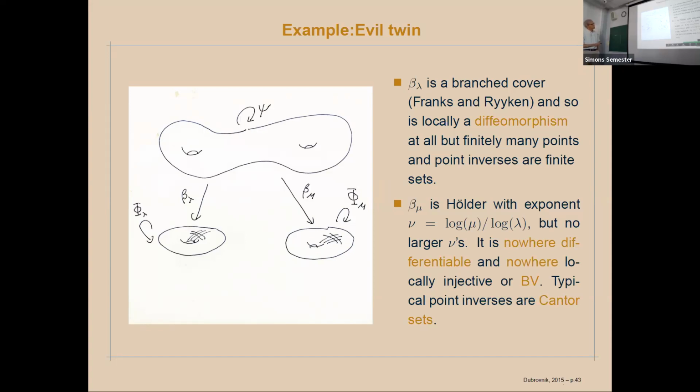So this is the one corresponding to the eigenvalue that's smaller; it's still outside the unit circle, but it's not the expansion. By the theorems that I've been telling you, this semiconjugacy, the joke is, is called the evil twin. The semiconjugacy is still Holder, but it's no more Holder than this. This semiconjugacy is nowhere differentiable, nowhere locally injective, nowhere BV. And then you prove, using a theorem of Overstegen, that the typical point has a Cantor set inverse. So on a dense G-delta set, the typical inverse is a Cantor set.